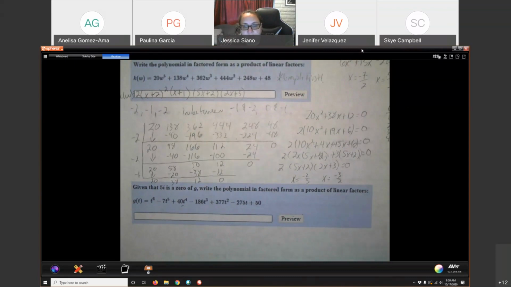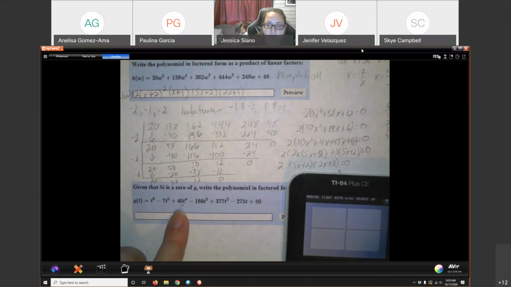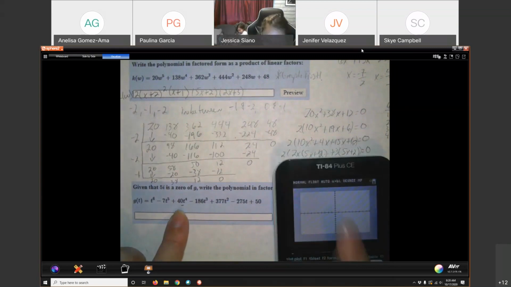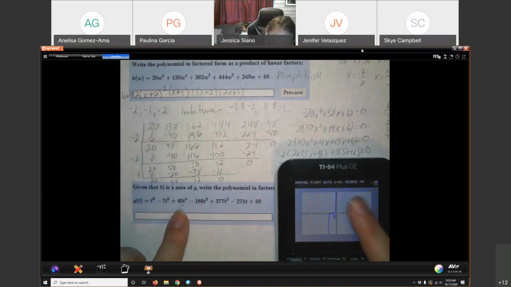Okay. Right. Now I'm still always going to factor first, even if they give me a 0, I'm going to factor. So let's see. Come on, calculator.